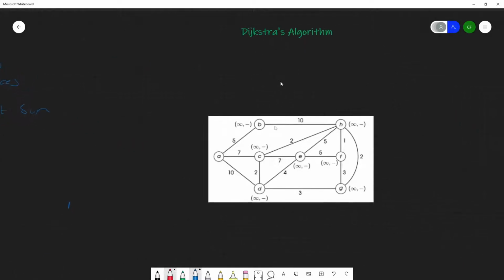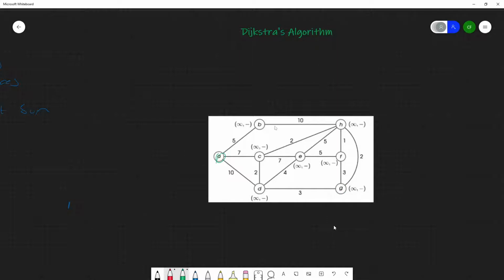Dijkstra's algorithm, moving on. This is a multi-purpose algorithm. It can be used to find a path between any two nodes. If we are at A, we're trying to find G. Let's change color. And we're trying to find a path to G. We can use Dijkstra's to do that.